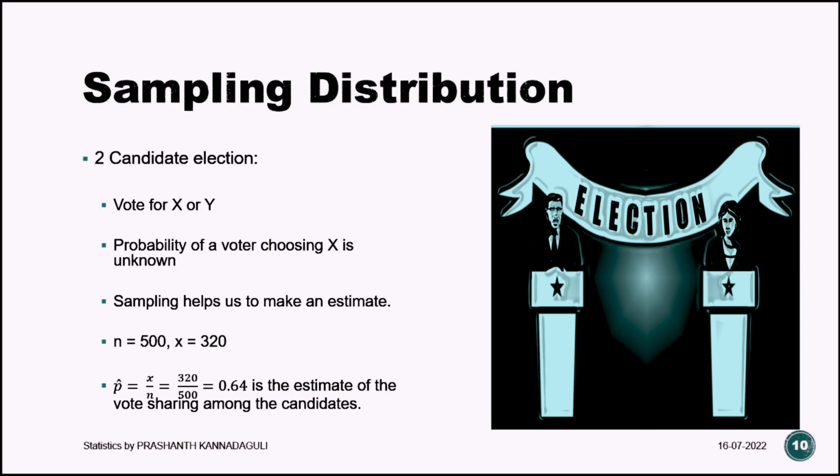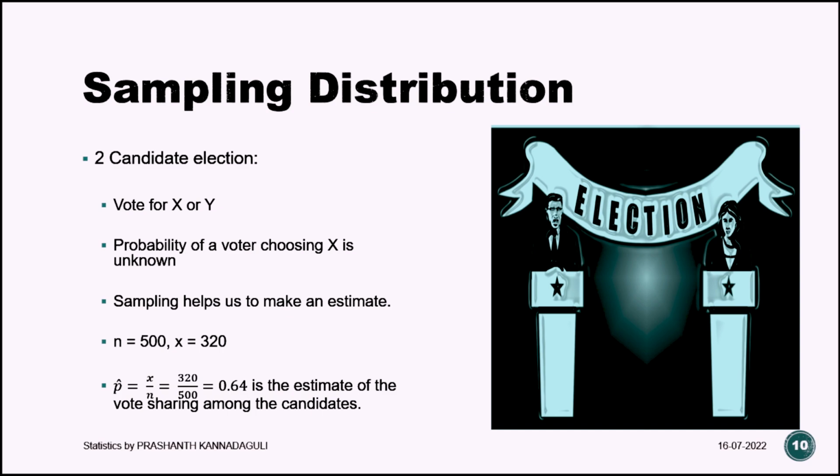Now, I want to predict who is going to win. Let me say I want to see whether X is going to win or not. So Y means it is not X, that's all. The probability of a voter choosing X is not known actually. Fundamentally, that is the problem. But if you use sampling, maybe you will be able to make a guess or an estimation. So the solution starts with the sampling itself. Sampling helps us to make the estimate.